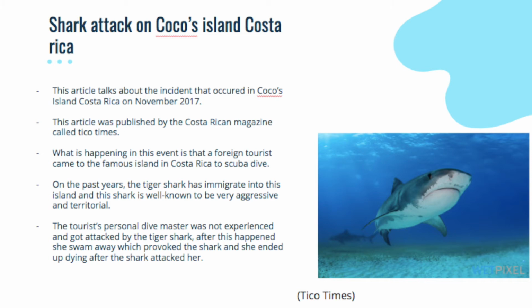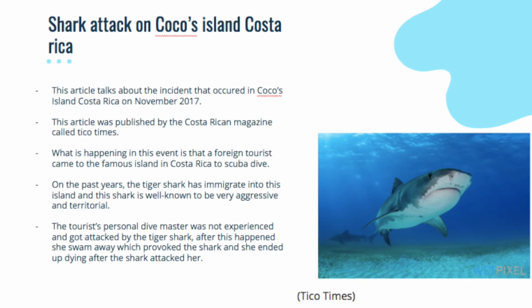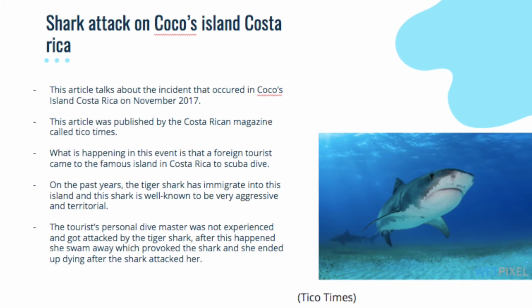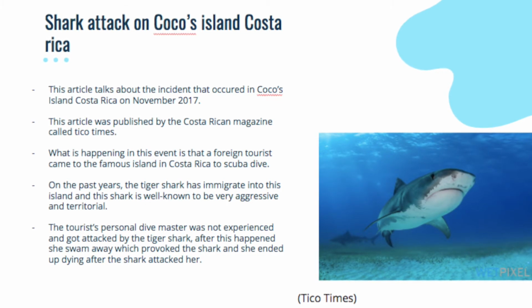Now we will be specifically talking about real life situations in which all of these cognitive biases can be seen as well. So the first article that we will be analyzing is one called Shark Attack on Cocos Island, Costa Rica. This article talks about the incident that occurred in Cocos Island, Costa Rica in November 2017, which was published by the Costa Rican magazine called Tico Times.